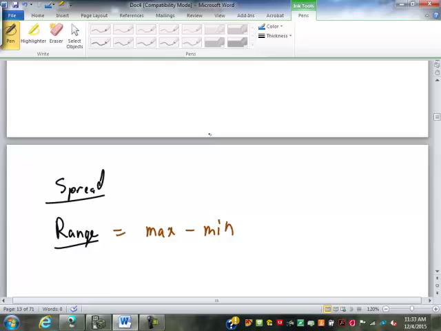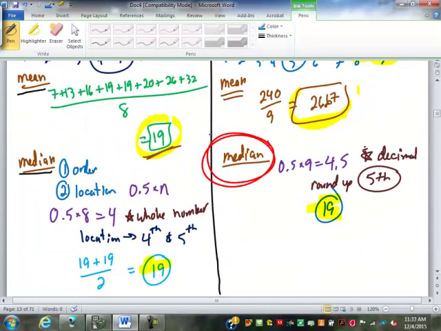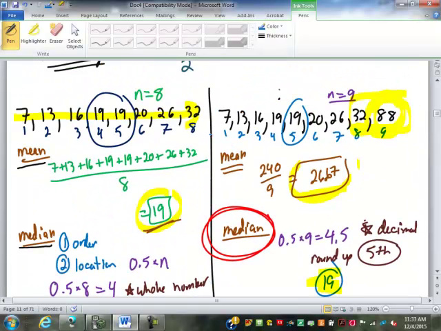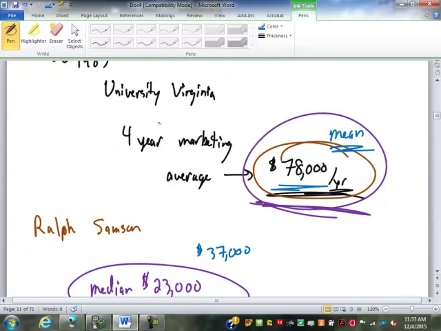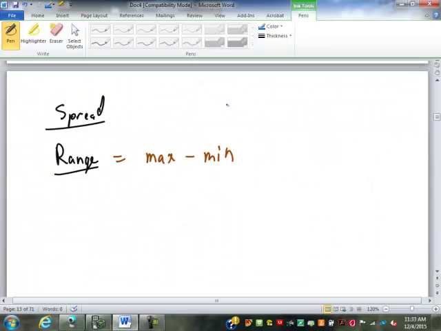Now, if we look at our data sets up here, it's pretty obvious that the range would be pretty simple. 32 minus 7 is 25. That has a range of 25. This one, the range is kind of meaningless because of that huge number, 88 minus 7 would be 81. That 88 is so far away from the rest that the range is not very meaningful. So let's look at some more compact sets of data.